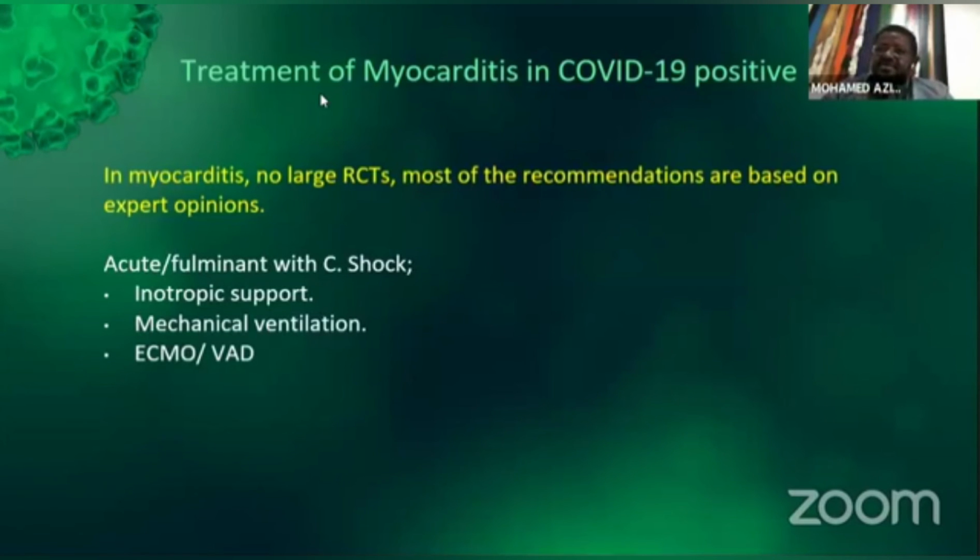So in acute fulminant myocarditis with cardiogenic shock, we admit this patient to the ICU, and we use inotropic support. If the patient has severe ARDS with COVID-19, which is the usual scenario, the best inotropic or pressure support is norepinephrine number 1. If there is no improvement on norepinephrine and there is severe cardiogenic shock, we can add dobutamine. If the patient is still in severe shock, we go to epinephrine or vasopressin.